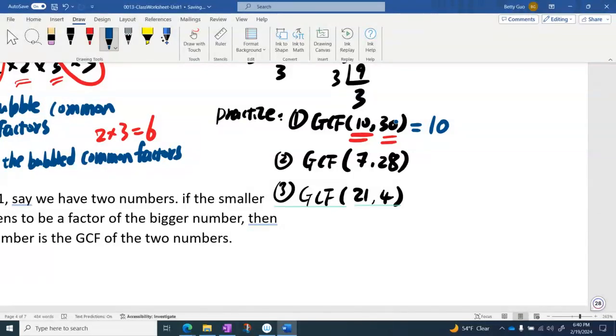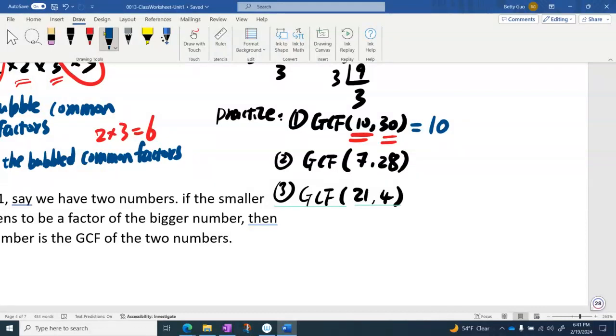I want you to really see the reasoning, because GCF refers to the biggest common factor, right? We are looking for a number. The number is the biggest common factor of 10 and 30. It's a factor of 10, it's a factor of 30, and it's the biggest factor that can go into both. And 10 is the biggest factor of itself. 10 is a factor of 30, and that makes 10 the biggest common factor of both.